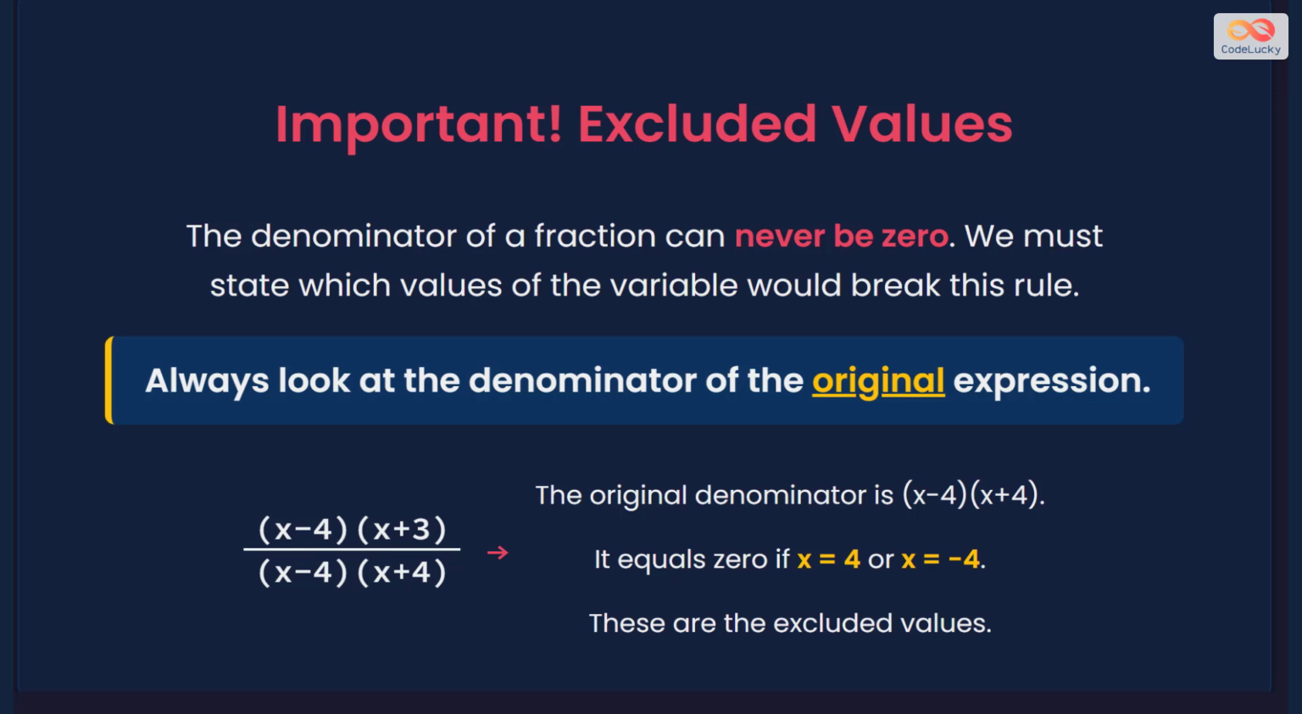A critical rule in algebra is that you can never divide by 0. This means the denominator of a fraction can never be 0. Before you cancel anything, you must look at the factored denominator of the original expression to find the excluded values. For the expression with the denominator (x − 4)(x + 4), the excluded values are positive 4 and negative 4, because either of those values would make the denominator 0.